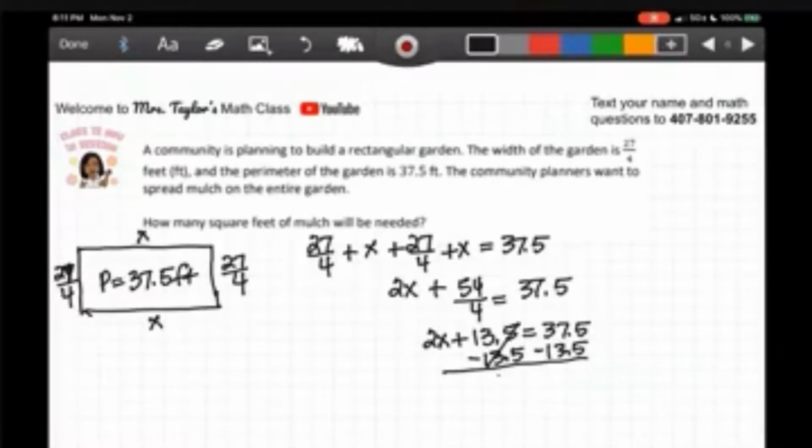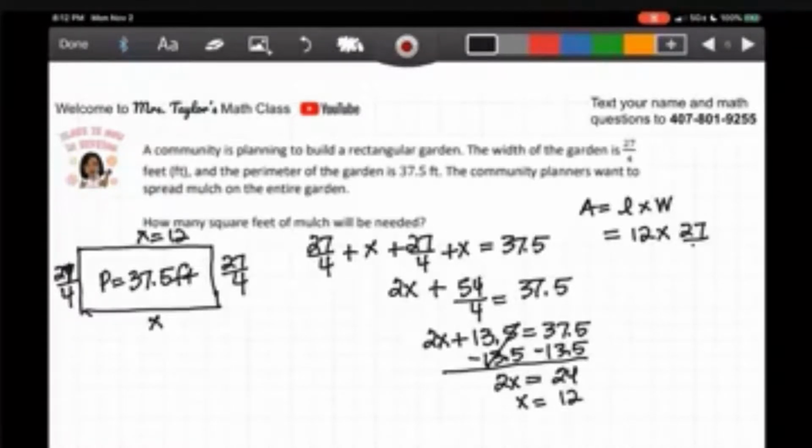And we get 2x is equal to 24, and so x is equal to 12. So the width is going to be 12. So when you're trying to find the area where you need to spread the mulch, the area of a rectangle is length times the width, and the length is going to be 12, and the width is going to be 27 over 4.